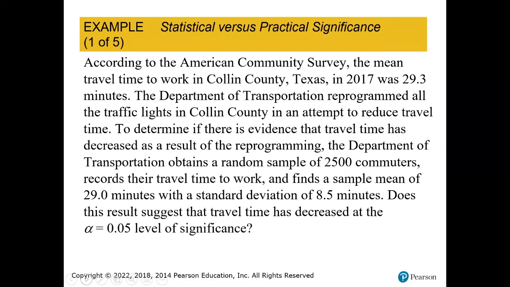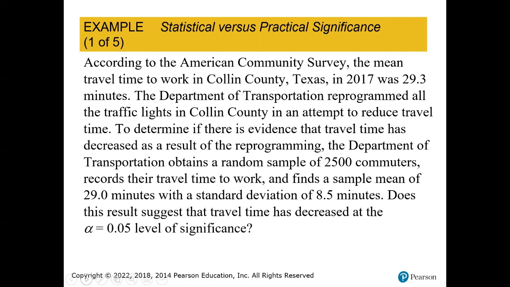So let's take a look. According to the American Consumer Survey, the mean travel time to work in Collin County, Texas in 2017 was 29.3 minutes. The Department of Transportation reprogrammed all the traffic lights in Collin County in an attempt to reduce travel time. To determine if there is evidence that travel time has decreased as a result of the reprogramming, the Department of Transportation obtains a random sample of 2,500 commuters, records their travel time to work, and finds a sample mean of 29.0 minutes with a standard deviation of 8.5 minutes. Does this result suggest that the time has decreased at the 0.05 level of significance?